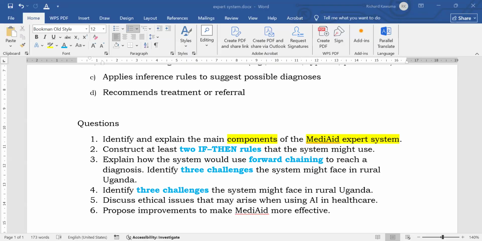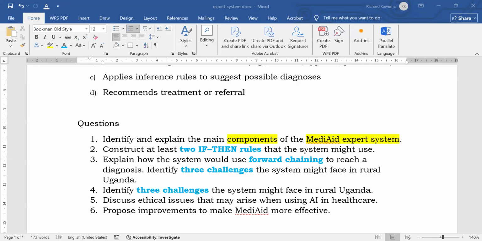Here, we have identified the components, okay? And we have looked at the first question. We are saying we have identified the components, we have stated them. And then the next thing is to explain them. So the first component here is the knowledge base.